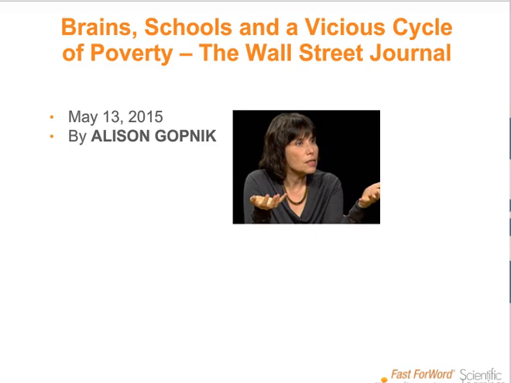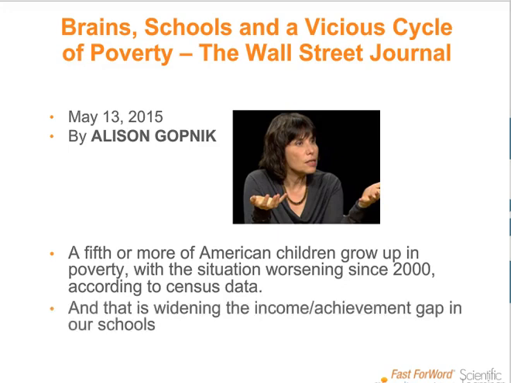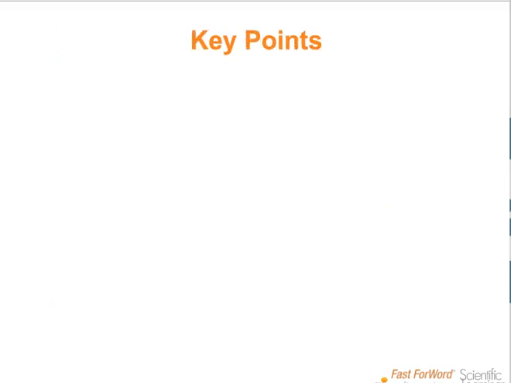Allison Gopnik, you might know her. She's at Berkeley, and she's been speaking on child brain development for many, many years. She's one of the leading experts, and she wrote an article just this May that a fifth or more of American children grow up in poverty, and that the widening achievement gap in our schools is causing all sorts of effects on the way the brain develops.